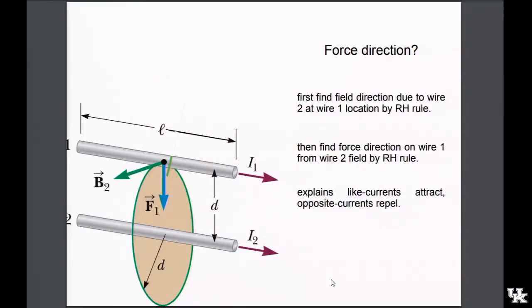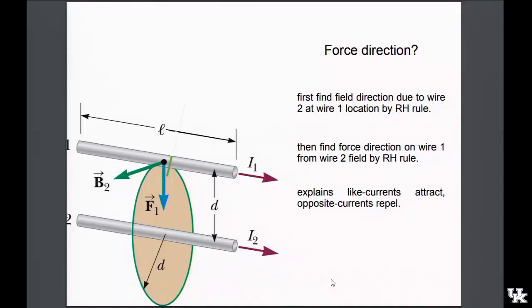We're going to do it in two steps. So the first thing I'm going to do is, what is the first thing? Find the direction of the force. What's the direction of the force? So the way to find the direction of the force is that we're going to pick one wire, and we're going to find the field at the other wire due to that wire. And then we're going to imagine that other wire in that field and figure out what force it experiences.